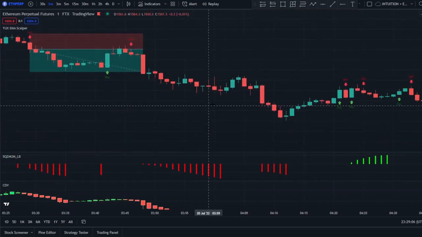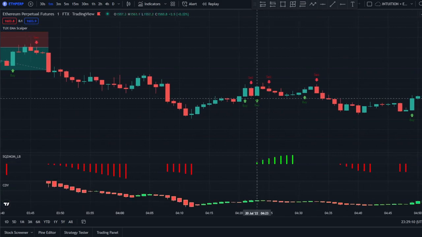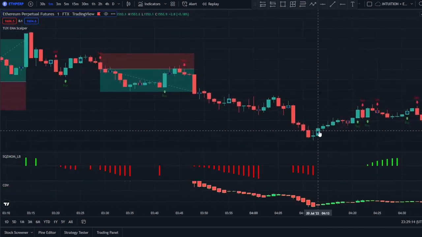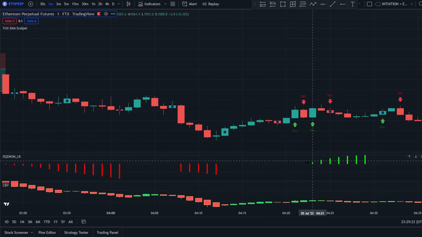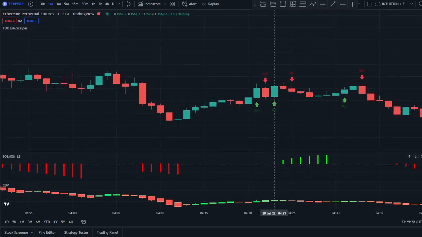So let's wait for the next signal. Let's look right here, we have a buy signal. If we zoom in, here we have a buy signal, but there's no squeeze momentum uptick. Same thing here, we have a sell signal, but there's no uptick. But here we have a buy position, and that is our sign to go long. We look at the squeeze momentum, green as well. CDV is green as well, so we enter a position there.